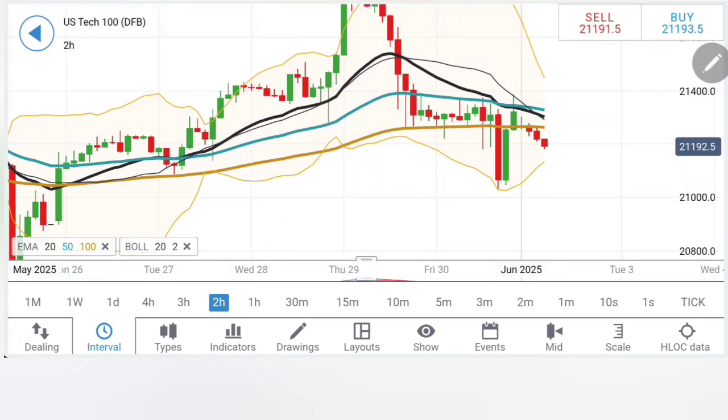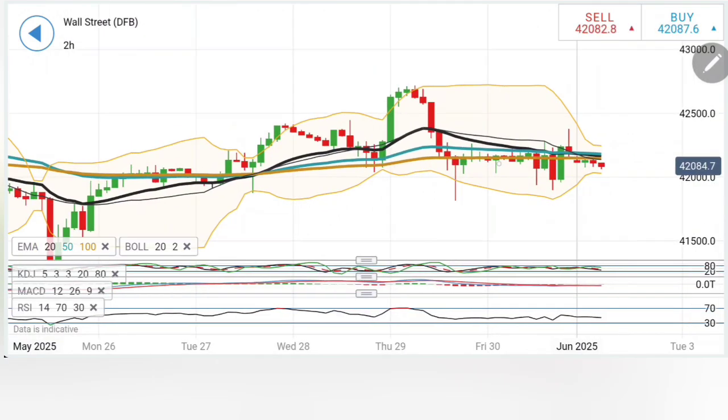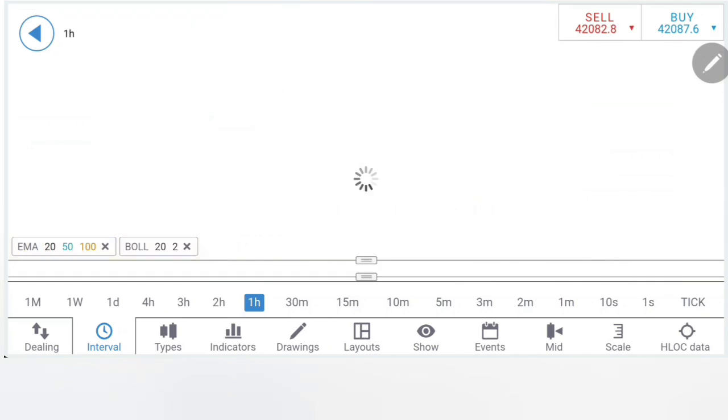On the upside, I will say you can buy here at 21,260 levels, but then 21,300, 360, 400, 450, and these levels are very critical. Beyond this, 21,600 should be the next target. Beyond 21,600, sky is the limit on the upside. Trade accordingly.